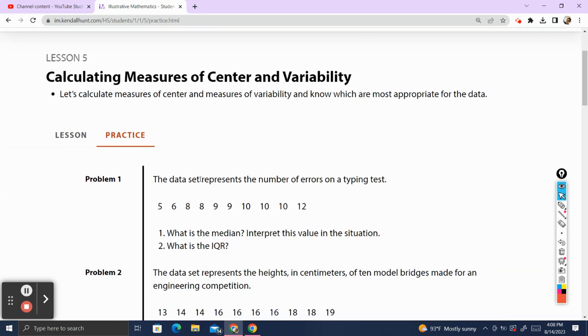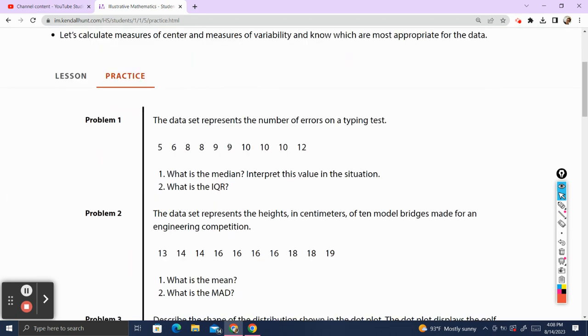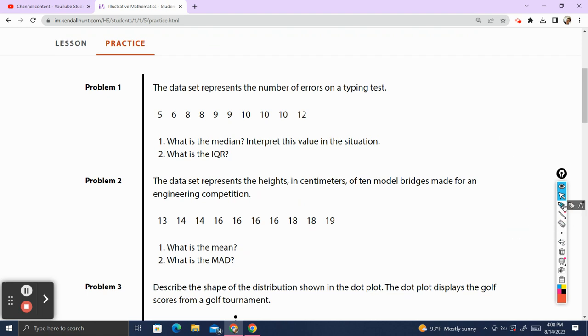Alright, let's get started. Problem 1. The dataset represents the number of errors on a typing test. What is the median? Interpret this value in the situation.